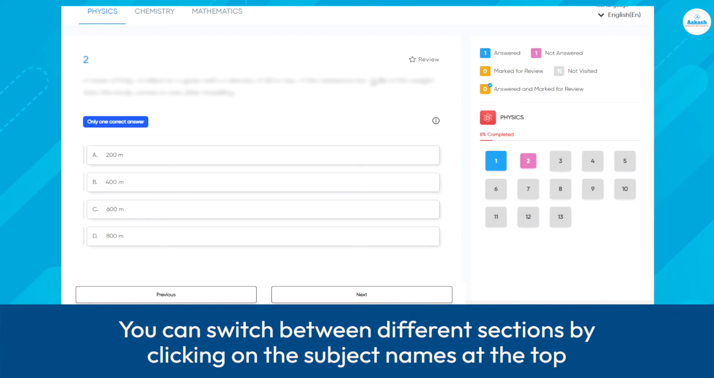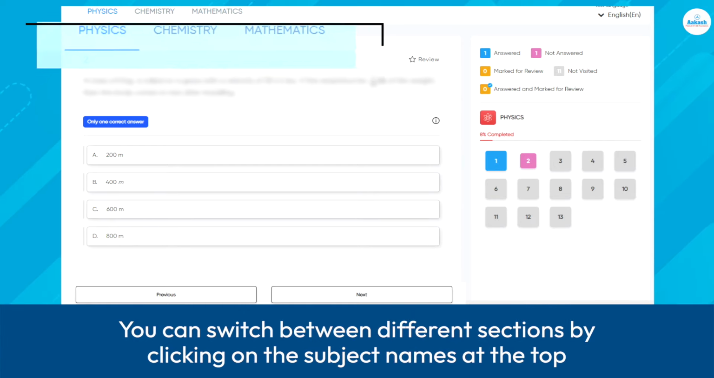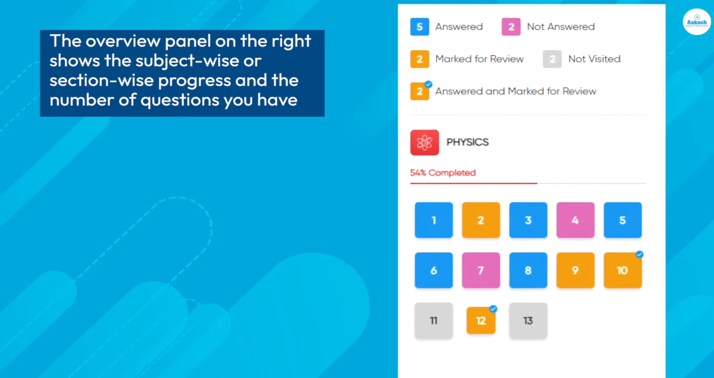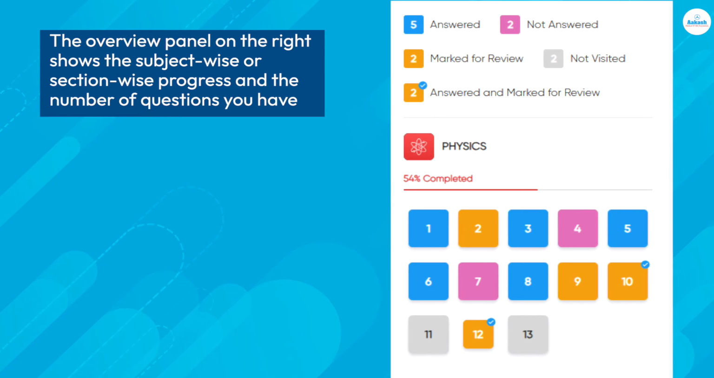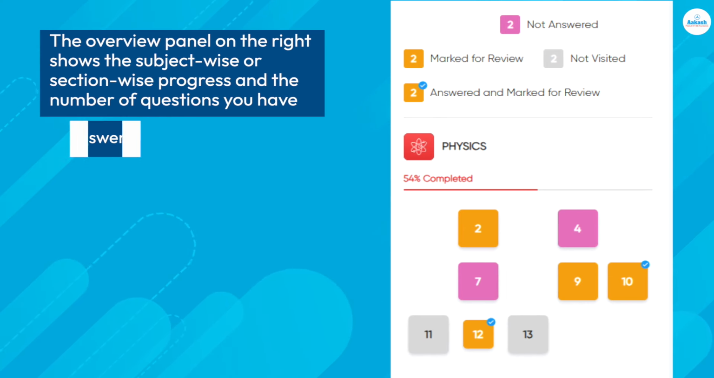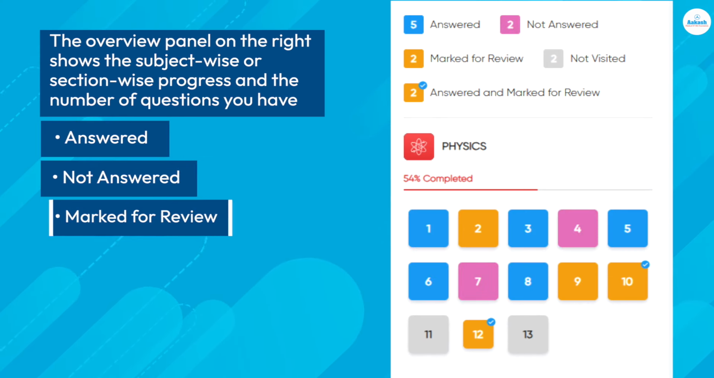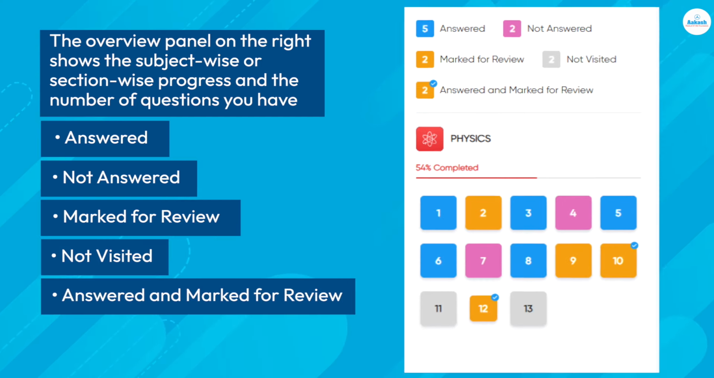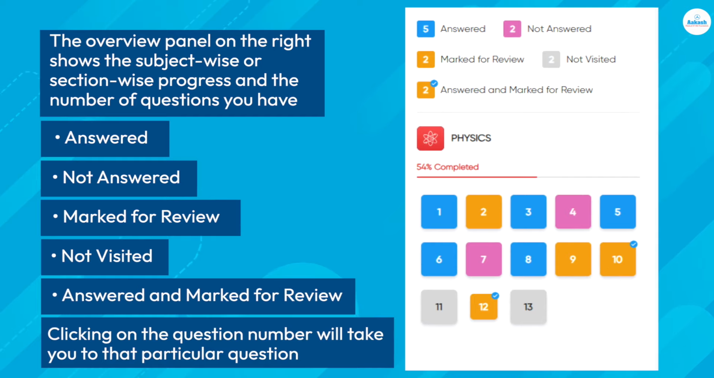You can switch between different sections by clicking on the subject names at the top. The overview panel on the right shows the subject-wise or section-wise progress and the number of questions you have answered, not answered, marked for review, not visited, answered and marked for review. Clicking on the question number will take you to that particular question.